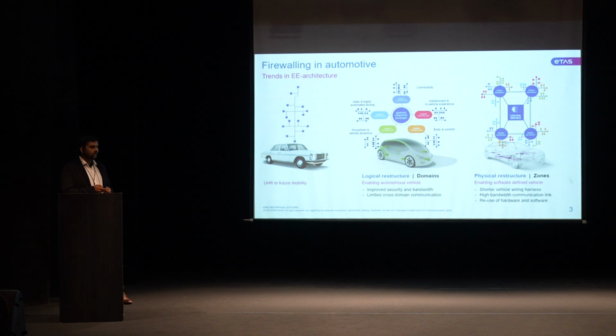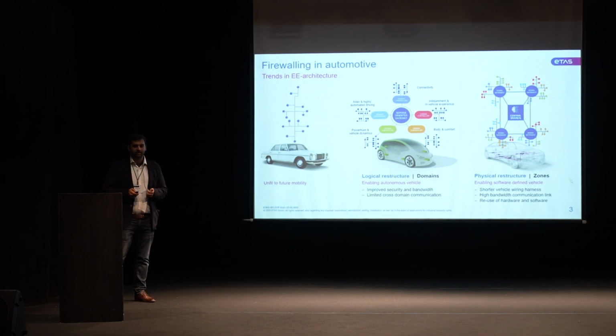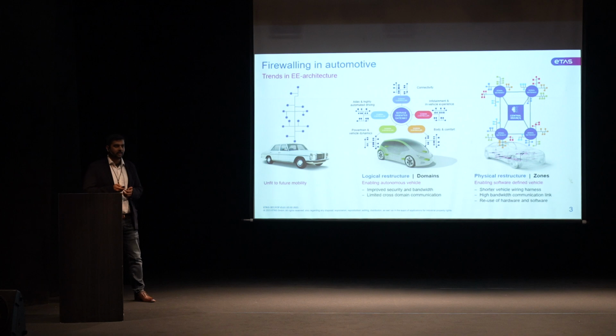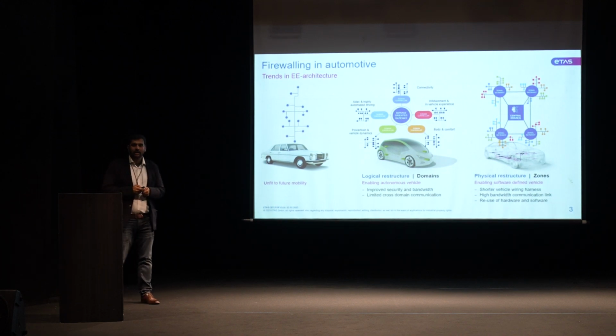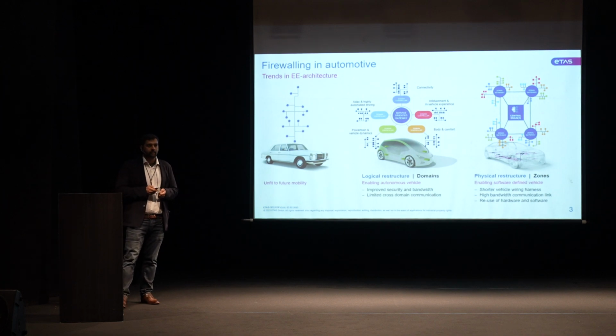Then the future, what everyone talks about, is the zonal EE architecture. Here, the restructuring of the network is not logical, but more physical. Like you can have front left, front right, rear left, rear right. And here it helps you with reducing the wiring harness, but it requires a high bandwidth communication link. Also, the idea here is that we reuse a lot of hardware and software.